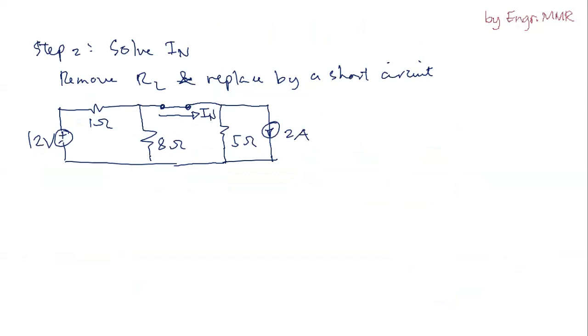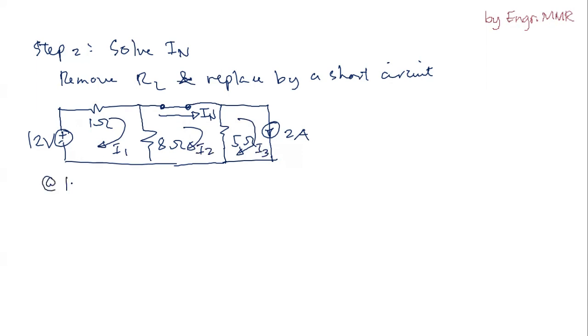Now, since we have two independent sources here, the 12 volts and the 2 amperes, we need to use other network laws and theorems. Since the unknown is the current through the short-circuited terminals, the best method that we can use here is mesh analysis. So let's have the assumed loop current directions. This is loop current I1, this is loop current I2, and loop current I3.